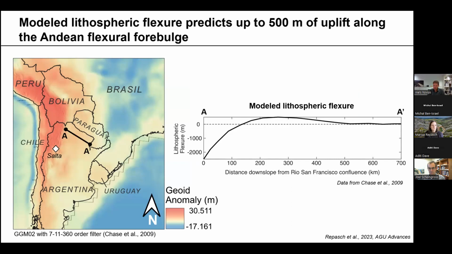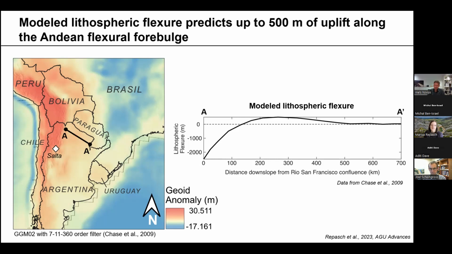All right, so to get an understanding of how the lithosphere is flexing in the Andean foreland basin, we looked to some modeling efforts, particularly by Chase et al., which was published in 2009. Here on the left is an image of the South American geoid anomaly, which they then used to create a model for lithospheric flexure. And here on this cross section, you can see the dipping or the subsidence of the lithosphere very proximal to the mountain front, going from about 0 kilometers downslope to about 150 kilometers.